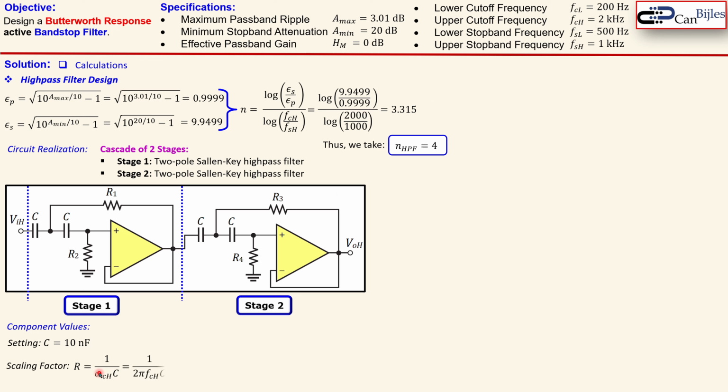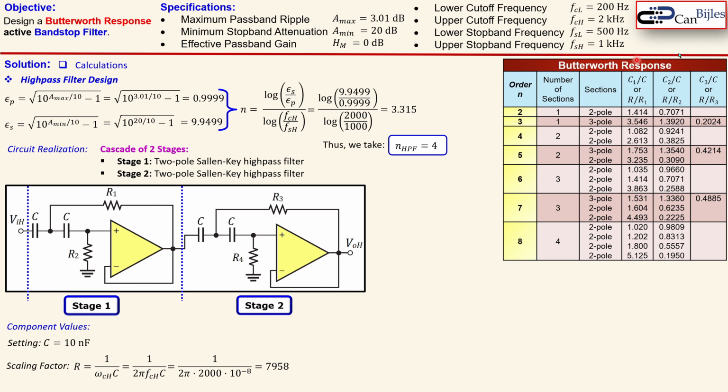Now this omega is of course 2 pi times the upper cutoff frequency. So that will result in 2 pi times 2000 from the specification, times 10 to the power minus 8, which is 10 nanofarads. And that will result in this value. This is an important value, which is a scaling factor in order to calculate R1 up to R4.